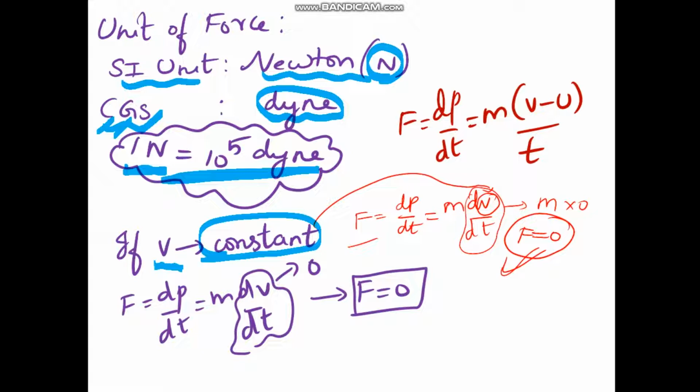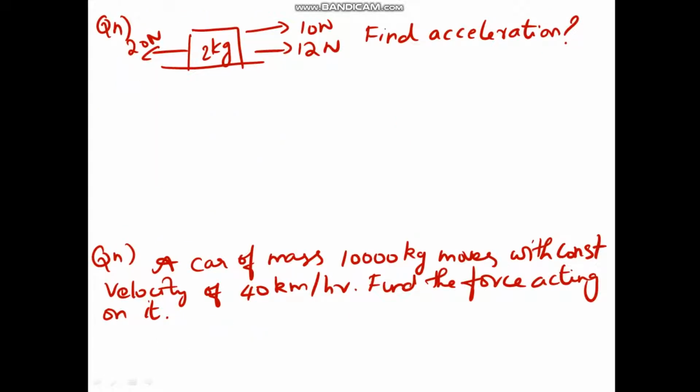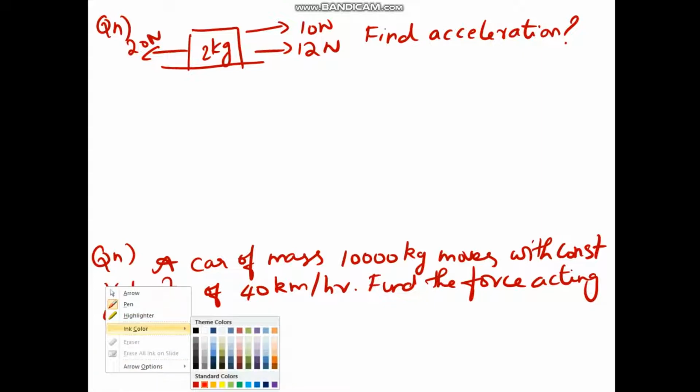Another way we can write it is force is equal to m into dv by dt. Here dv is the change in velocity, so force is m into (v minus u) by dt. This is also a relation which we use for doing numericals. Now let us see a numerical based on the concepts we have learned till now.